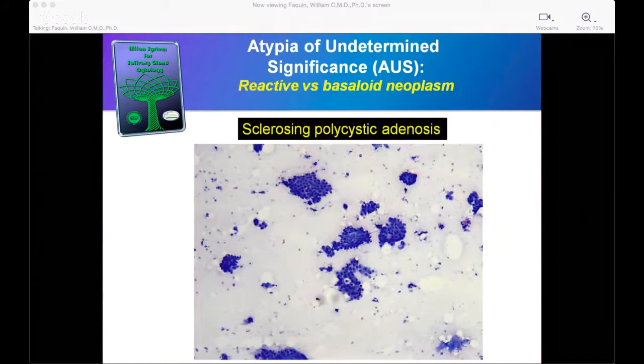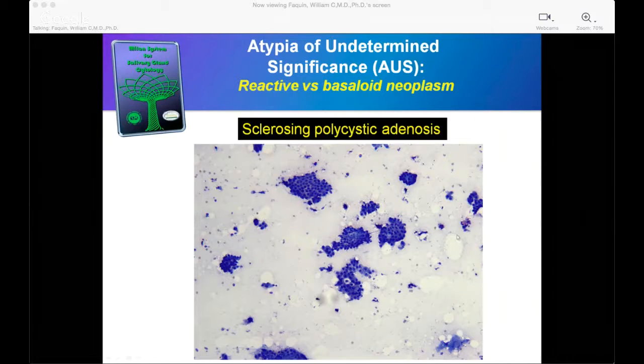Here's one more example of a lesion that might fall into the AUS category. Is this reactive? Is this a reactive process? Is it a chronic adenitis? Or is it actually a basaloid neoplasm?